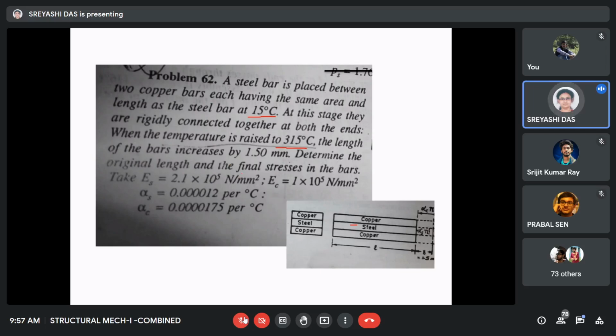So the total length is not given. It is given that the length of the bars increased by 1.5 mm. So here the net increase is given, that is delta. Determine the original length and the final stresses in the bars.